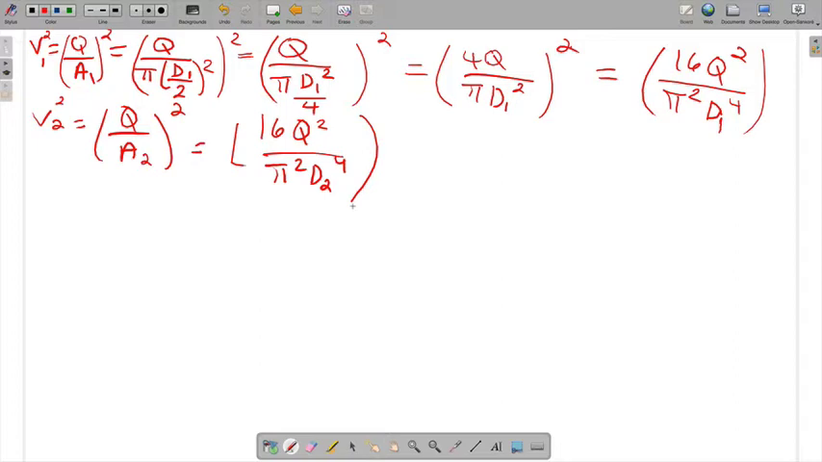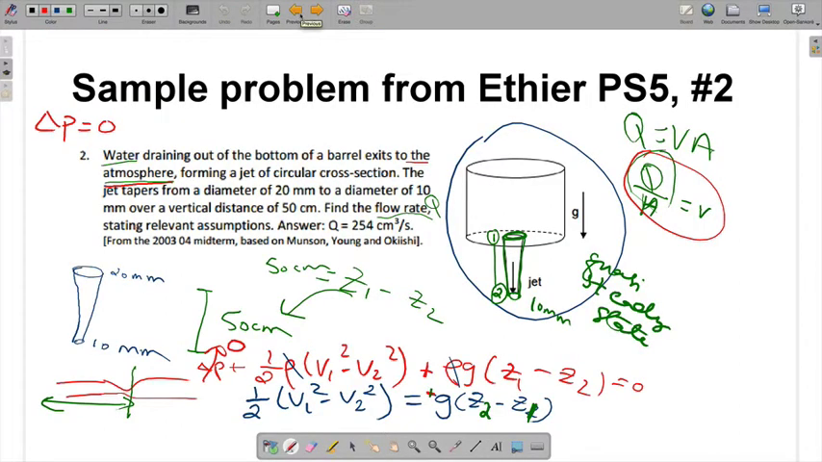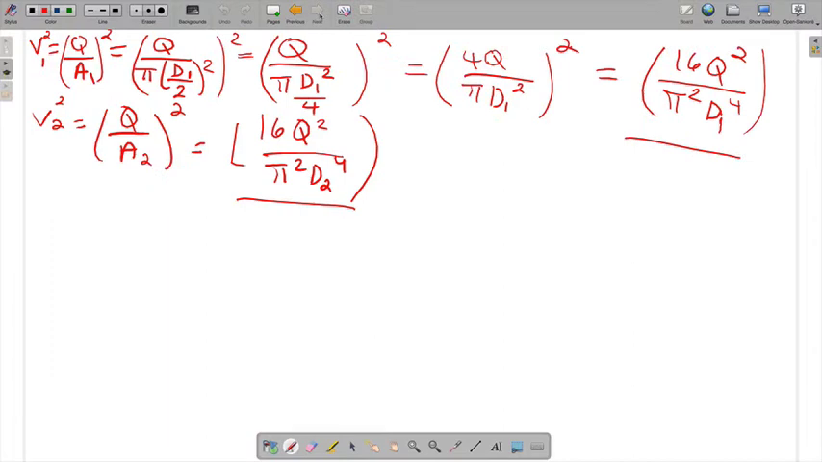Okay, so if you plug all of this stuff in, 16q squared over pi squared d2 to the 4th for V2, and a similar thing for V1 up here, we plug this in for V1 and this in for V2 into our equation for Bernoulli's right here. So now we have these two terms. We already know that's 50, and that's just gravity. So it's just rearranging. What we need to do is solve for this q, so we're going to set it up for how the q would look.